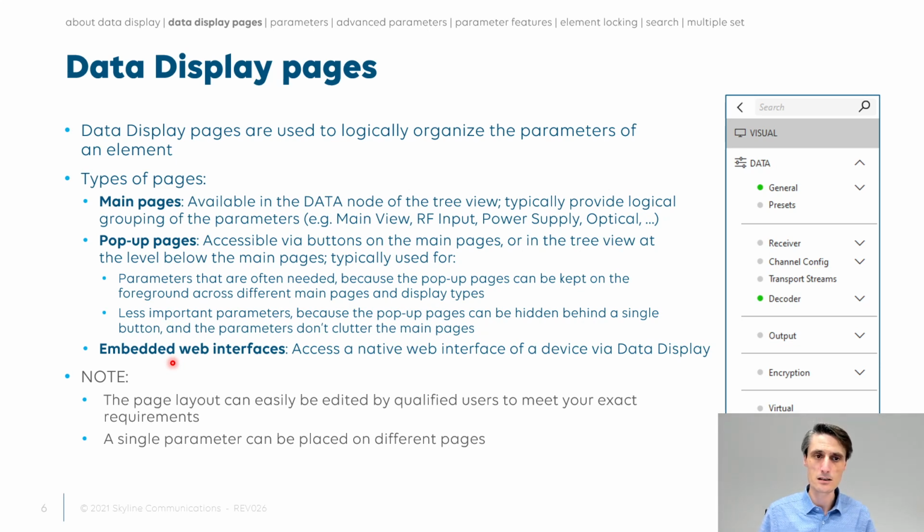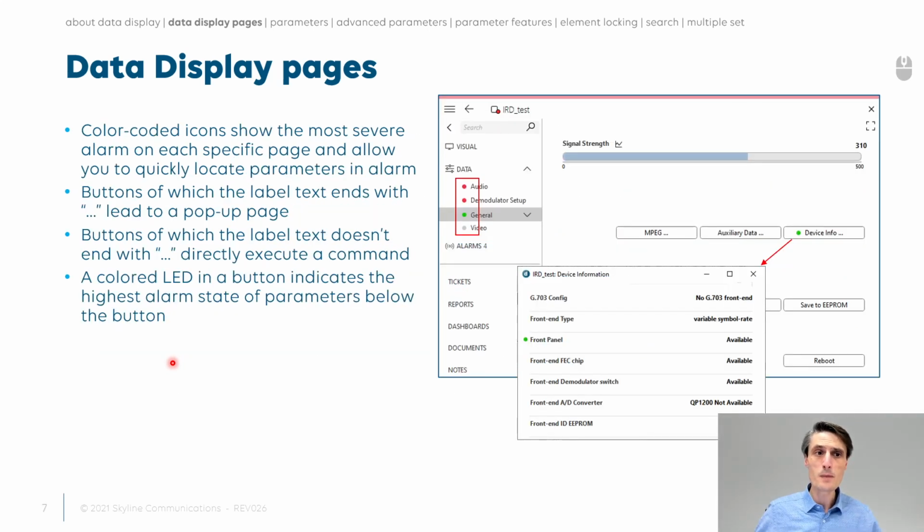Easy, convenient access there. Now, those main pages are also color-coded, so that's very convenient if your equipment or your device or your data source is in an alarm state, like it is over here. It's critical. You can immediately locate the alarm because the pages containing the alarms are color-coded. So you can see there is a problem on the audio page and the demodulator setup page.